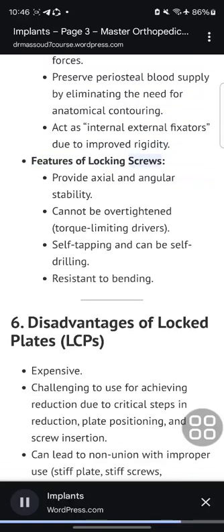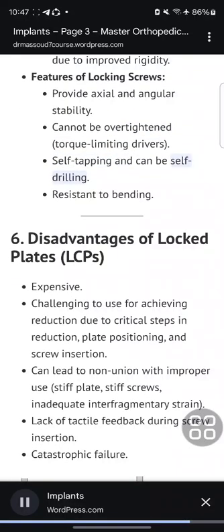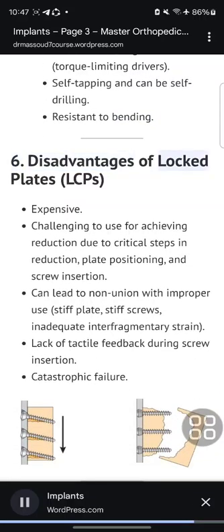Features of locking screws: provide axial and angular stability. Cannot be over-tightened, torque-limiting drivers. Self-tapping and can be self-drilling. Resistant to bending.